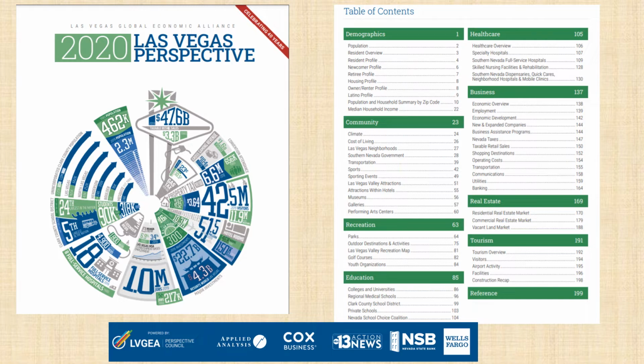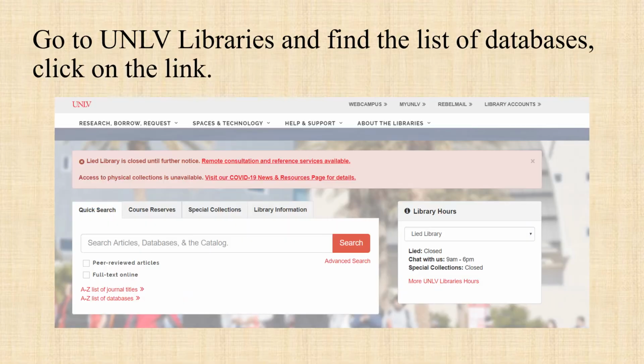I actually found a copy this morning for free online. But if you can't find one for free online, they're available for $15 from the LVGEA. If you just go to their website, you can get a digital copy of the Las Vegas Perspective, the most current version, for $15. It's quite a bargain at any price.